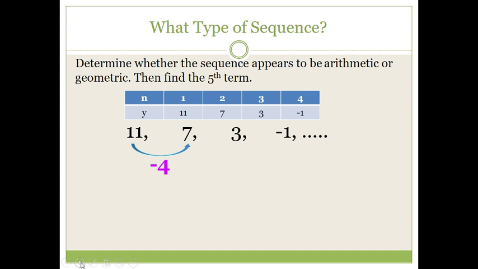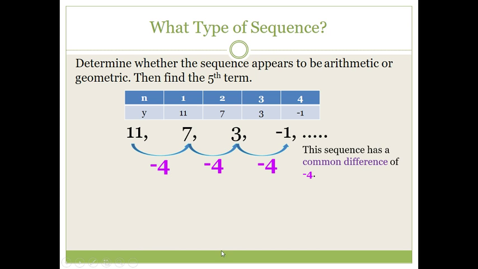So to get from 11 to 7, I could subtract 4. And I'm going to try that again and see if it works for the next term. Well, 7 minus 4 does give me 3. And 3 minus 4 does give me negative 1. So this sequence has a common difference then of negative 4. And because it has a common difference, that makes it an arithmetic sequence.